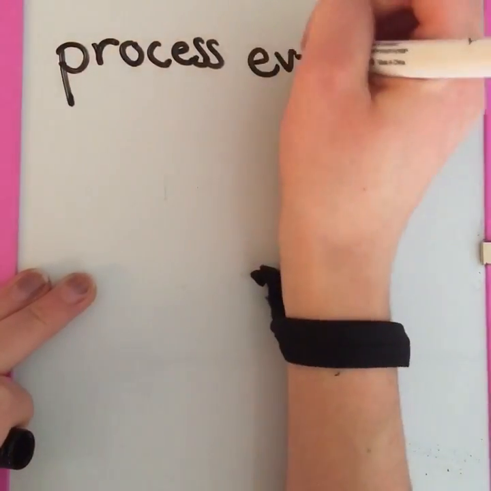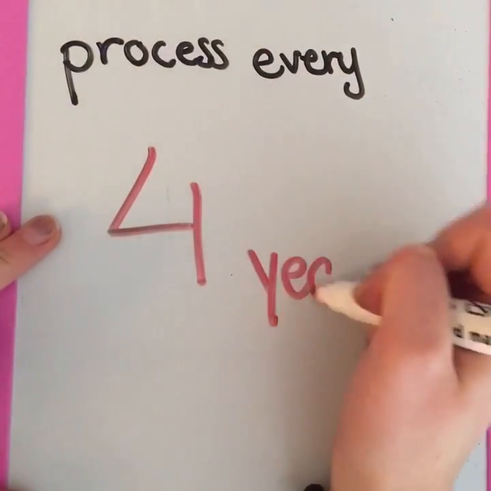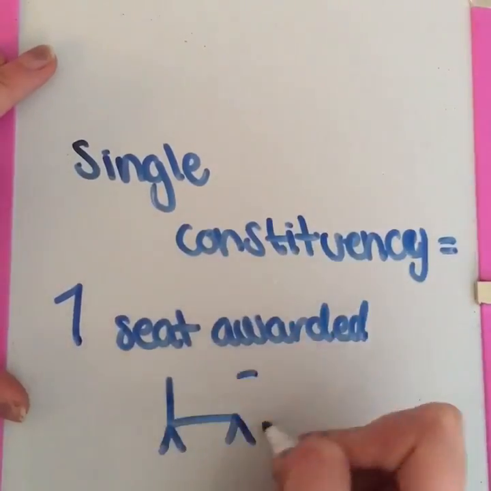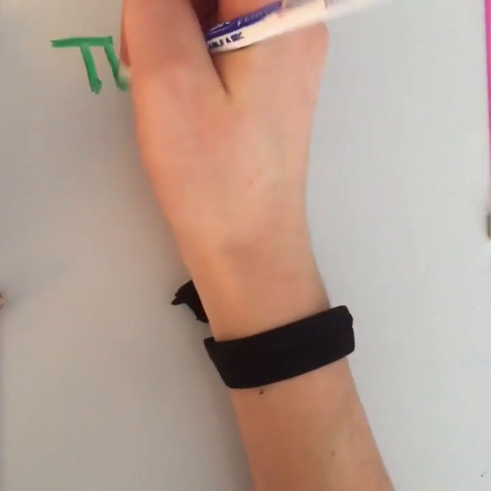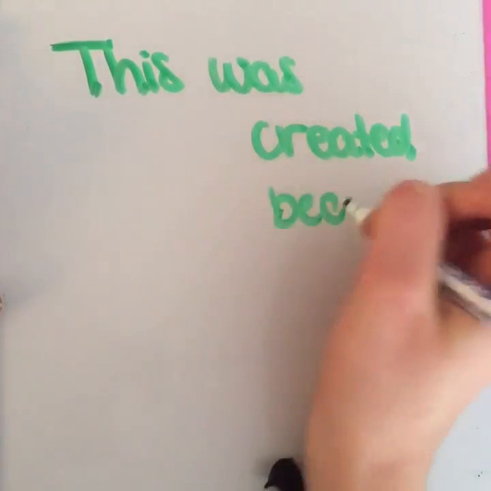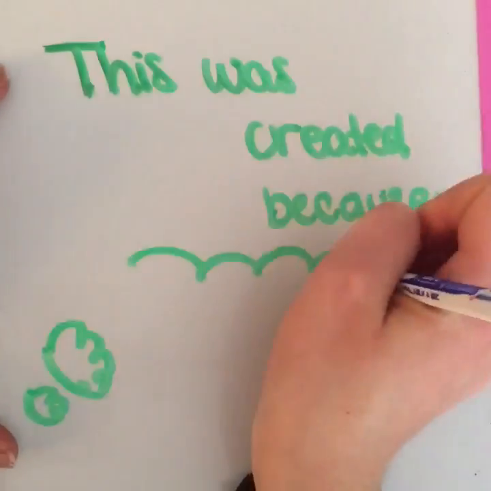The U.S. electoral system is a process taking place every 4 years. This is a single constituency, meaning only one seat is awarded through this election. It was created and founded by the Founding Fathers. This process was created initially because it was believed that voting directly was prone to error.